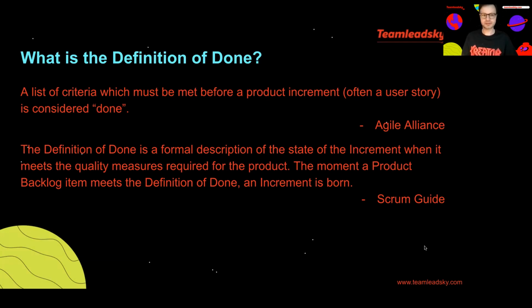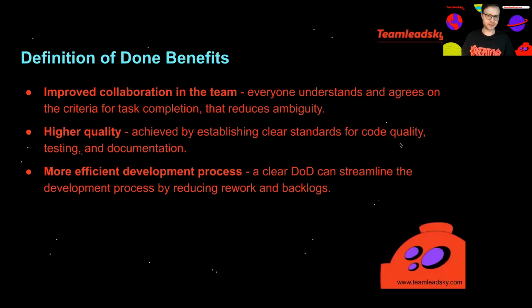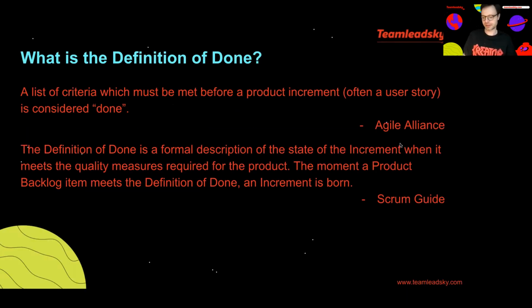So one thing that is important to mind about talking about the definition of done is that the definition of done is different from acceptance criteria. Acceptance criteria are the requirements for a specific task or specific user story to be done, while the definition of done is a set of criteria for a certain type of work to be considered done.